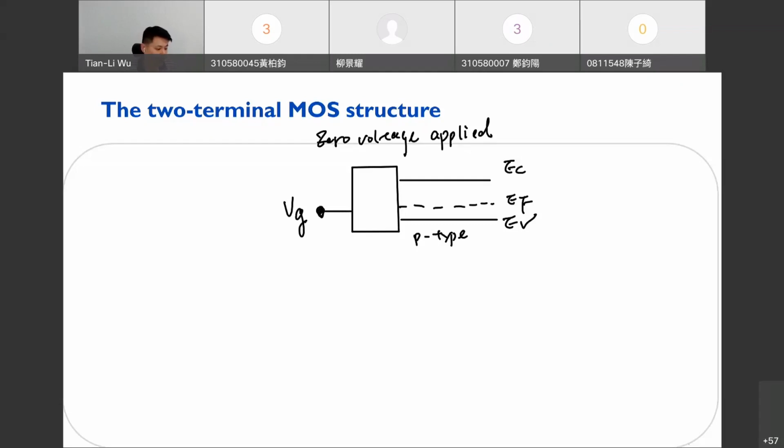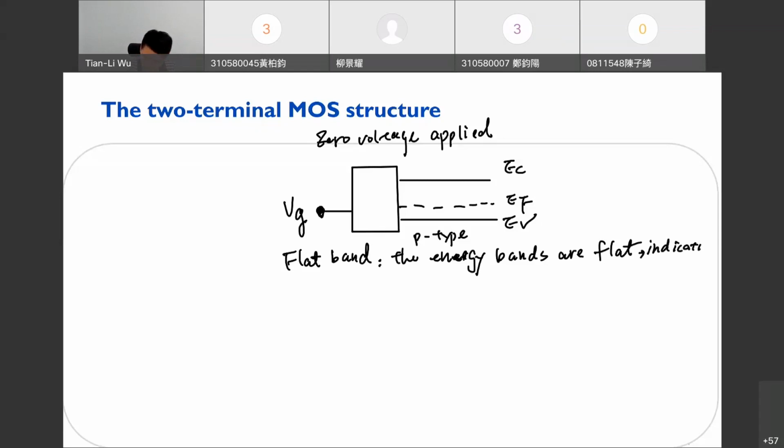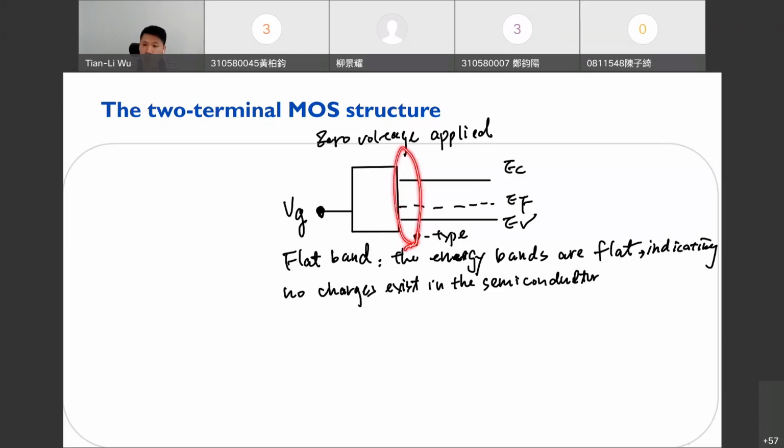So in this case, we consider what we call the flat band case. That means the energy bands are flat, indicating that no charge exists in the semiconductor. So when we consider the flat band, you don't have band bending here, and that means we don't have charge existing in the semiconductor. But now we consider if we have a negative voltage applied.